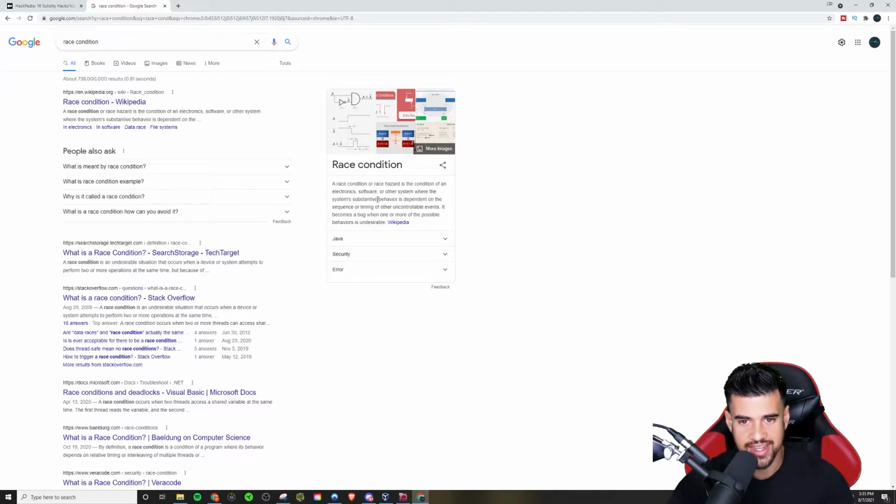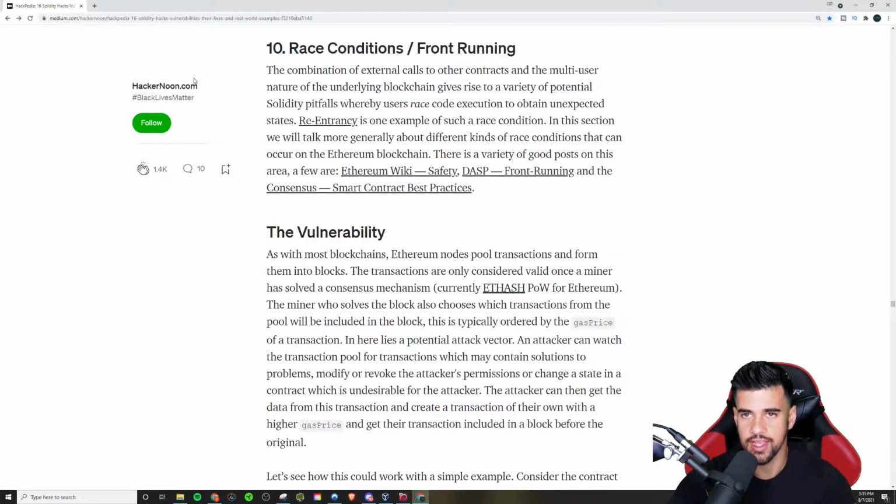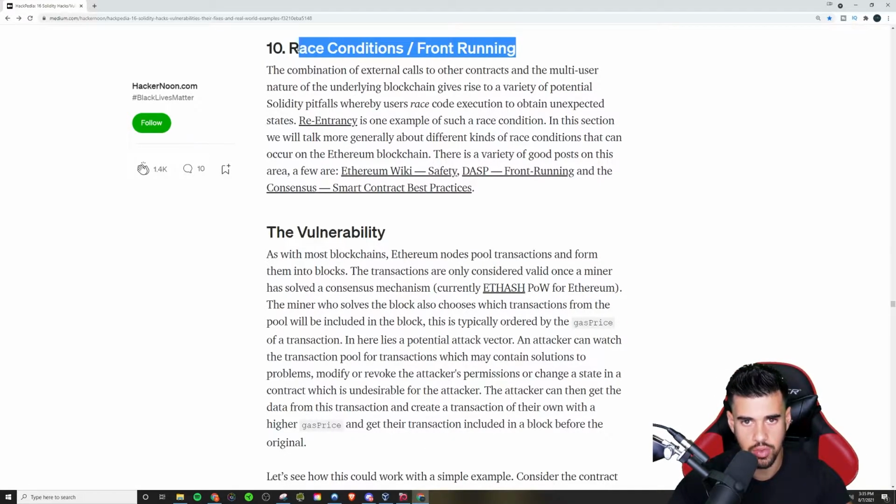Where substantive behavior is dependent on the sequence or timing of uncontrollable events. It becomes a bug when one or more of the possible behaviors is undesirable. And that's what we'll see here. If that technical definition didn't make sense to you, and mine didn't, we'll be exploring it further here. You could also call this front running. That's another way you can look at it, and you'll see why.